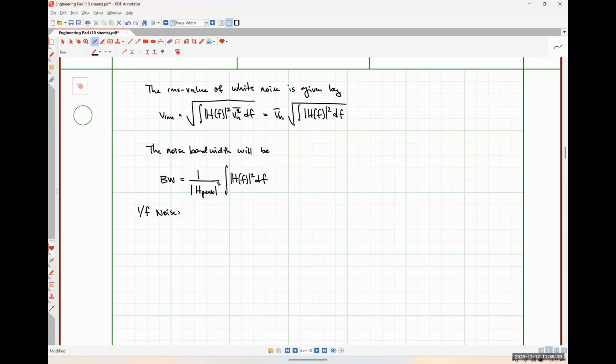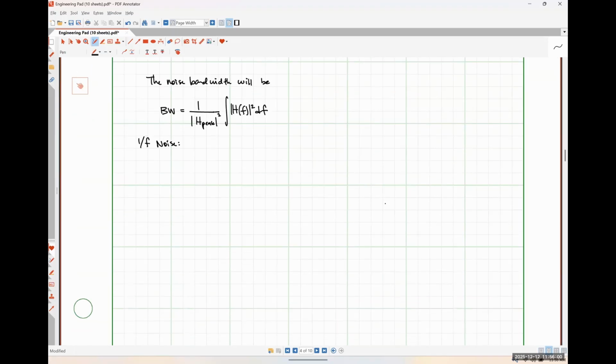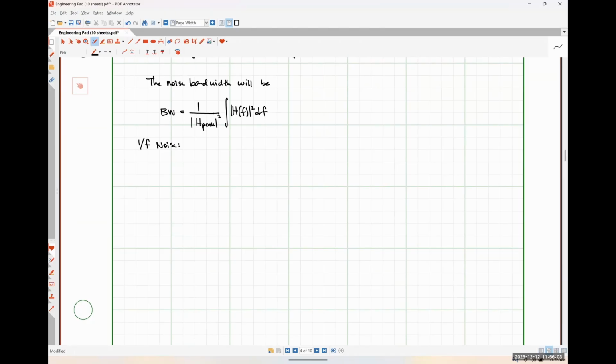So 1 over F noise happens because of the random trapping and releasing of charge carriers in an electrical component. The reason why it happens so often in semiconductors with an oxide layer is, I'm going to draw an even worse picture than normal here, so bear with me. So let's say that we have something like this. This line right here is representing a material interface. Up above here is our silicon dioxide, and below here is just our silicon.